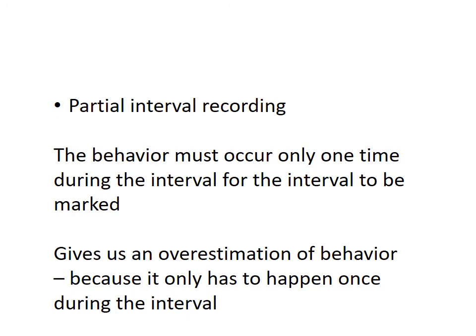Sorry, my throat was a little raspy there, so I'll read that again. The behavior must occur only one time during the interval for the interval to be marked. This gives us an overestimation of the behavior because it only has to happen once during the interval. So in our example, JM only has to be in the seat, let's say, for 2 seconds out of that 30 seconds, and we can mark it as occurring.